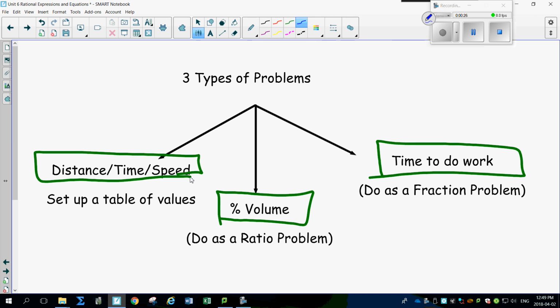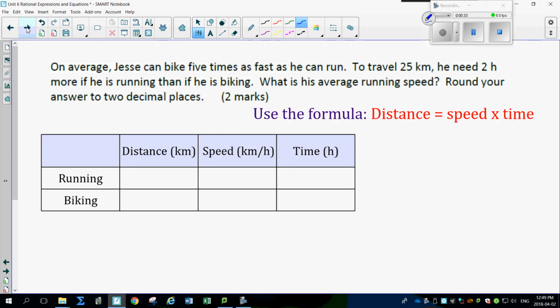So let's take a look at the first type of problem, which are distance times speed problems. That's these guys right here. Okay, so here we go. It says, on average, Jesse can bike 5 times as fast. Notice I'm underlining things here. 5 times as fast as he can run. To travel 25 kilometers, that's the distance, he needs 2 hours more than if he is biking, okay? And then it says, what's the average speed? And round your answer to just 2 decimal places.